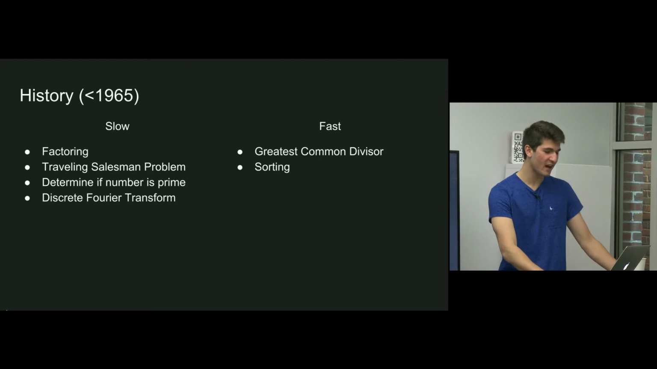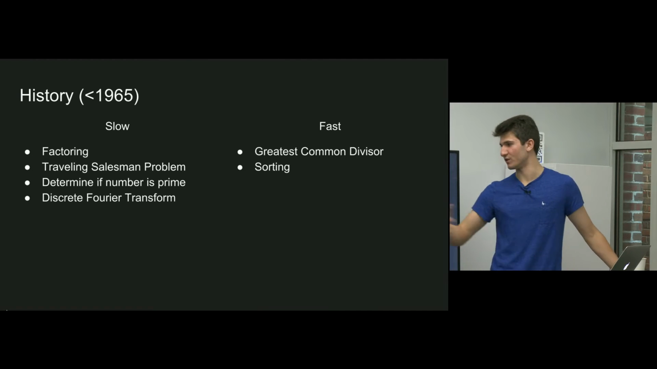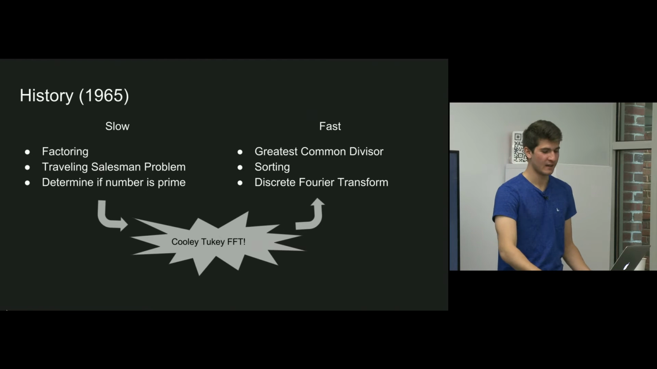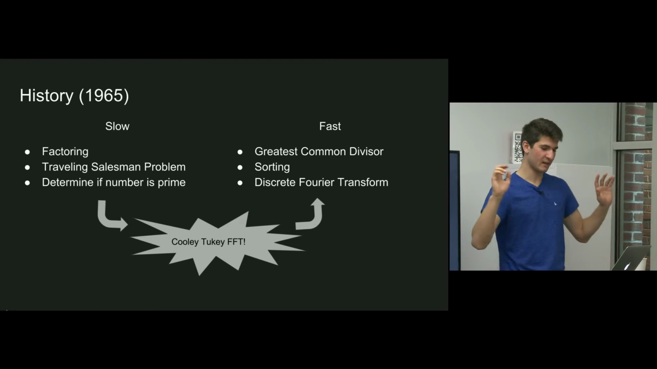And then in 1965, people came up with a solution to the discrete Fourier transform, and suddenly that was in the fast category.